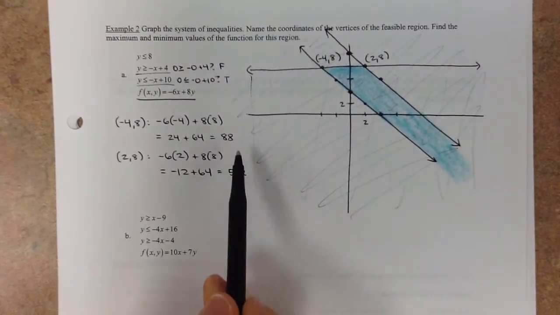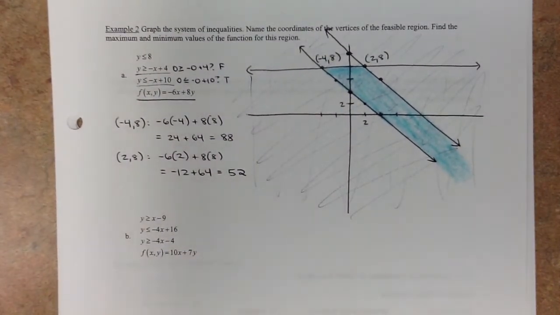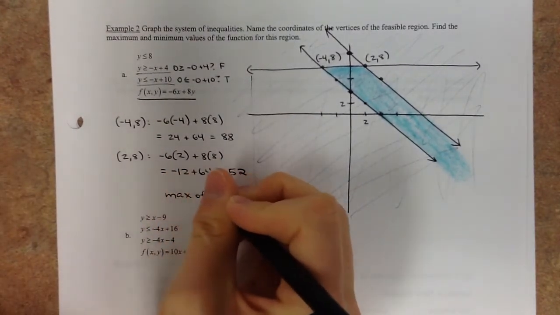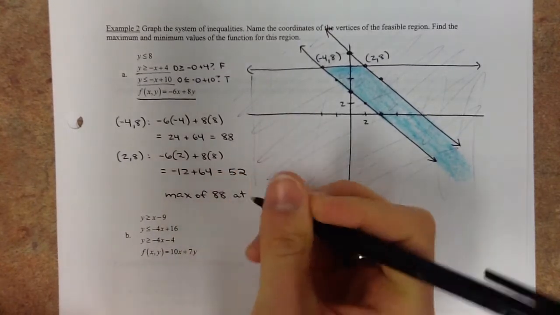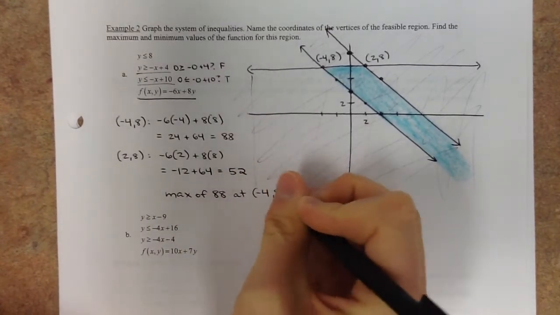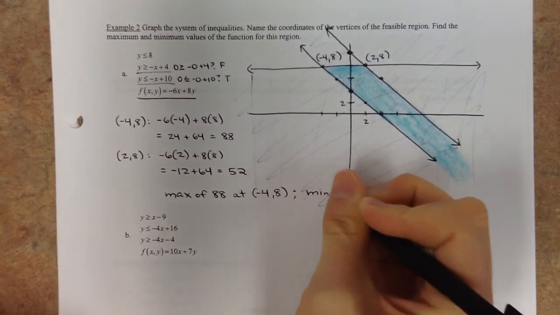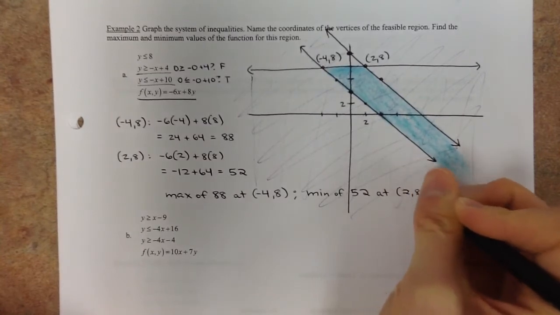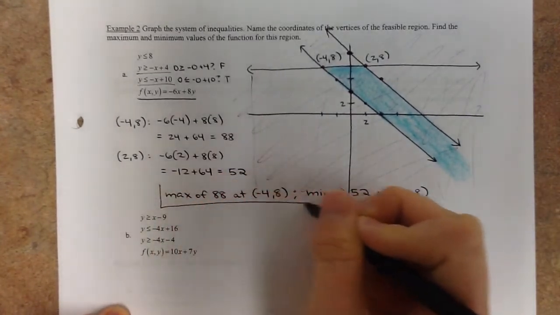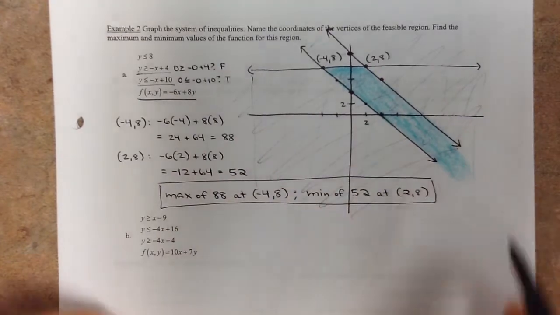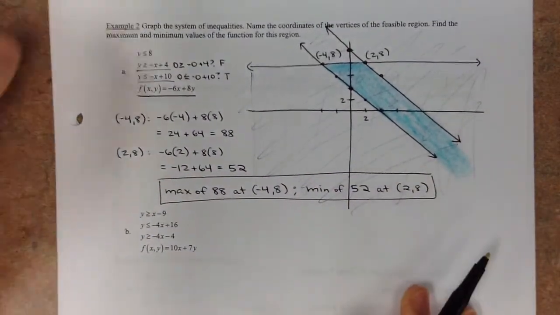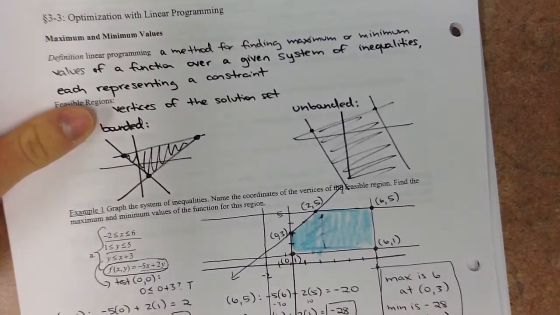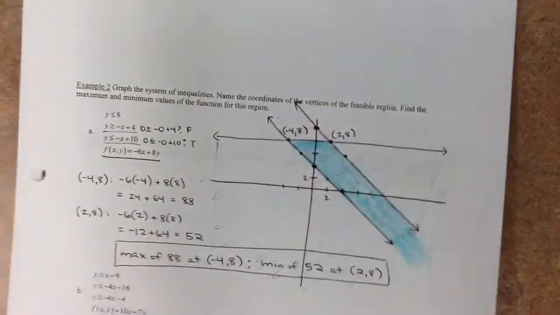So here's my maximum value, here's my minimum value. Again, remember I only had the 2 values to work with. So I get a max of 88 at negative 4 comma 8, and then I get a minimum value of 52 at 2 comma 8. And then it's unbounded, so it almost makes our work a little less when we have an unbounded region because we don't have to check 2 more points the way we did with this one. We actually had 5 vertices to check here, so it's more work for us really if the region is bounded.